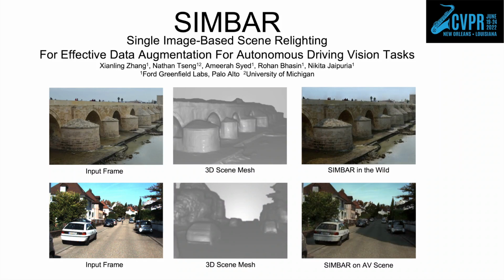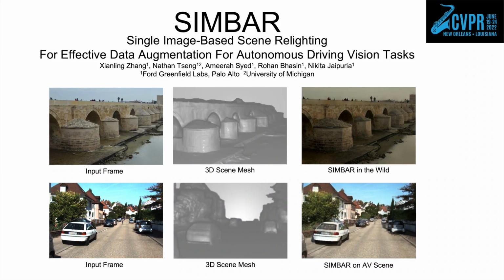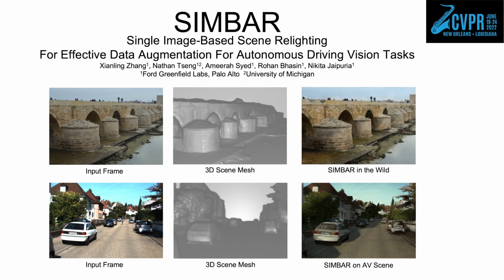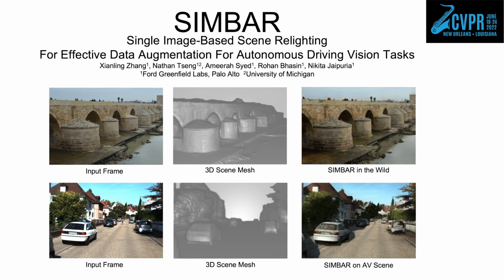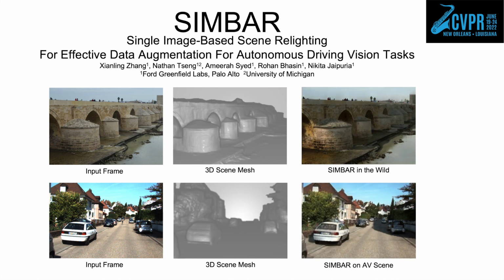How do we relight and manipulate a scene based on geometry understanding, given only a 2D single image, without relying on additional sensor data? We propose a novel method called SIMBAR, which stands for Single Image-Based Scene Relighting. We present results from both SIMBAR in the wild and SIMBAR on AV scenes such as KITTI and BDD100K. SIMBAR is a modular pipeline with two distinct components.